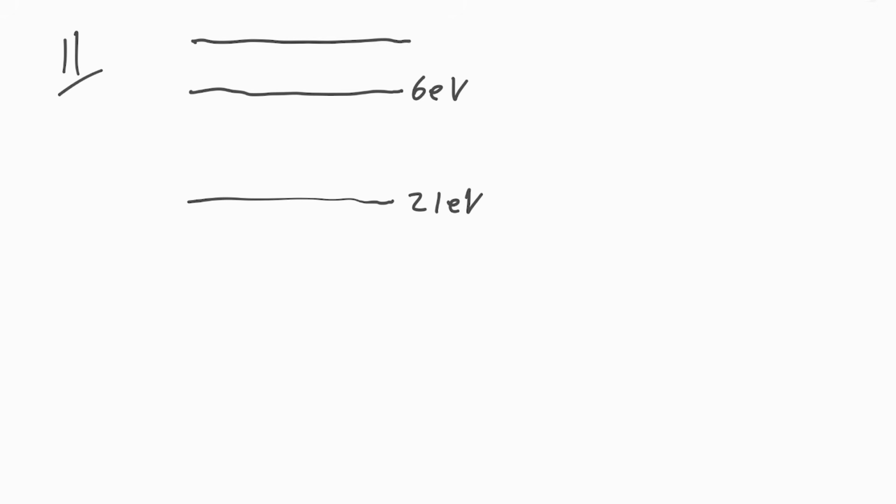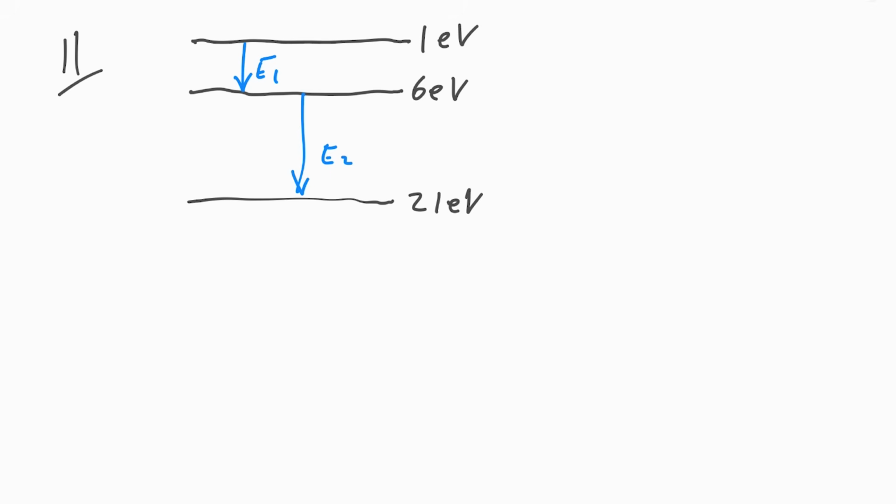Question 11, we have energy levels. Fine. So 21 electron volts. 6 electron volts. Again, do I care about the minus? Not really, because we're only ever looking at differences between these energy levels. Okay, what are we being asked? Energy change 1 leads to the emission of a photon. Okay, what is lambda 1 divided by lambda 2?